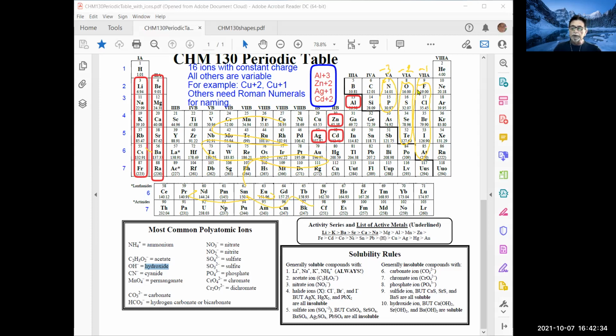And so how do we use that information? Well, the way I'm going to do that, I'm going to generate a hypothetical compound.